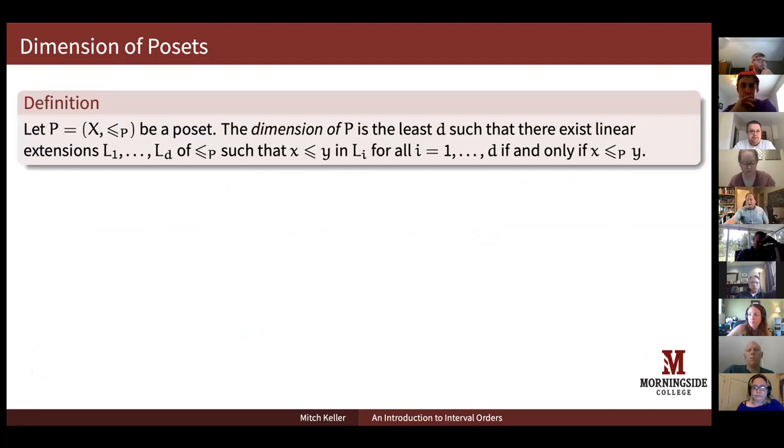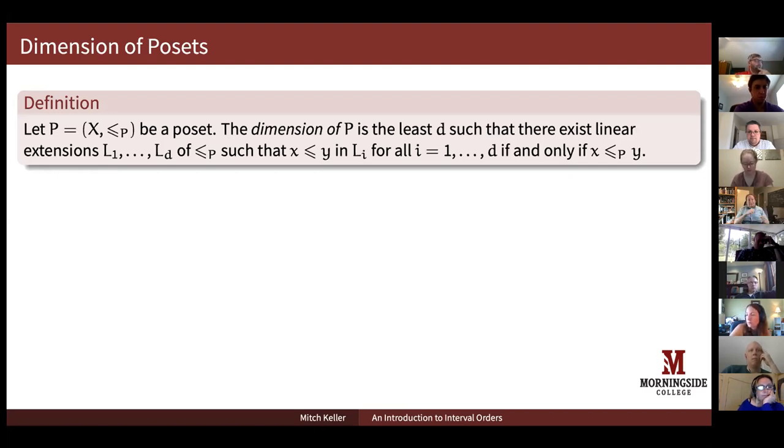So I want to talk now about another topic in POSETs, dimension. And I'm going to give you a couple perspectives on this definition, because different versions of it resonate with different people. So the dimension of P is the least D so that you have D linear extensions. Okay, I gotta pause and tell you what a linear extension is before I can finish this definition. A linear extension is a total ordering on X. So everything is comparable to everything else. Pick up two things, one's bigger than the other.